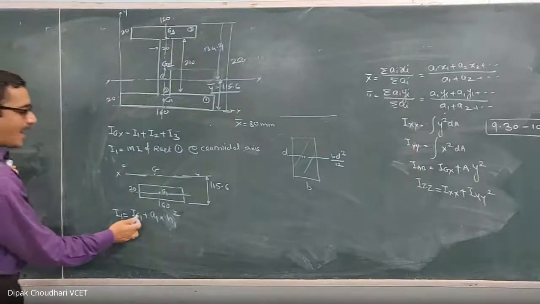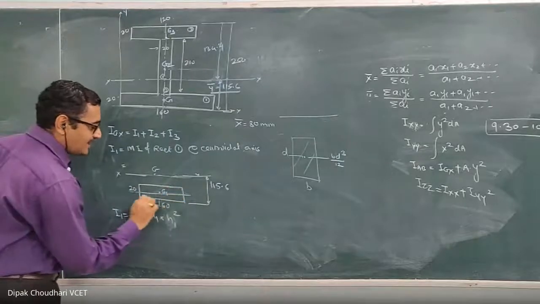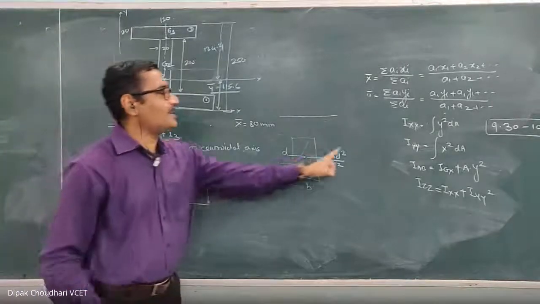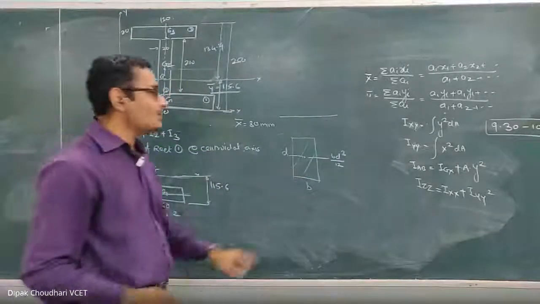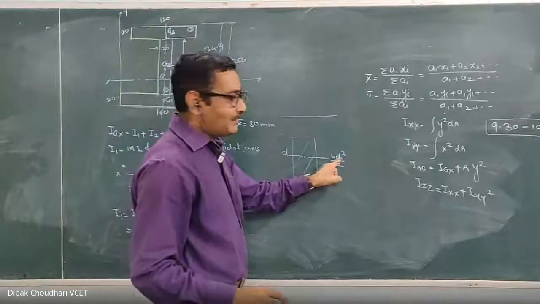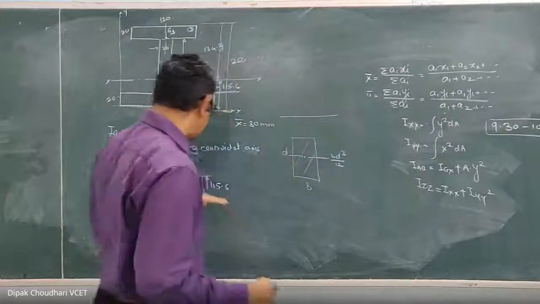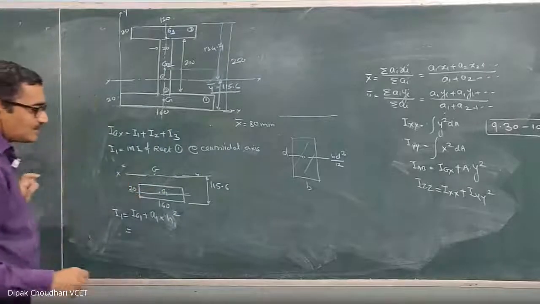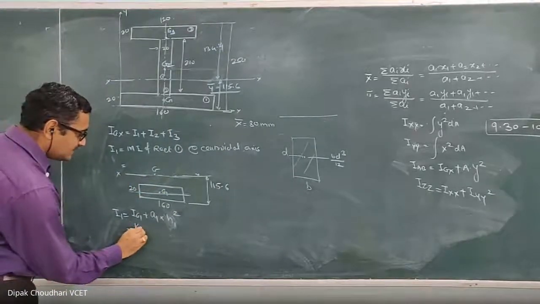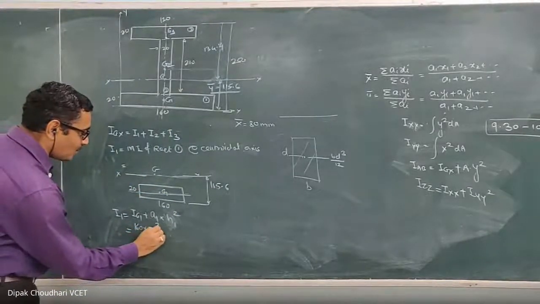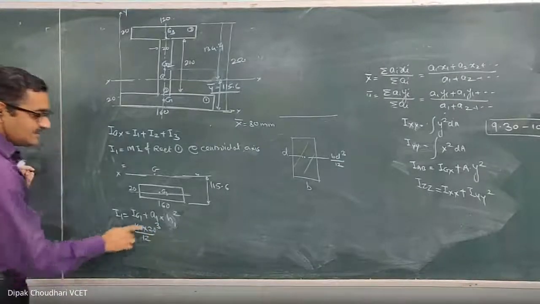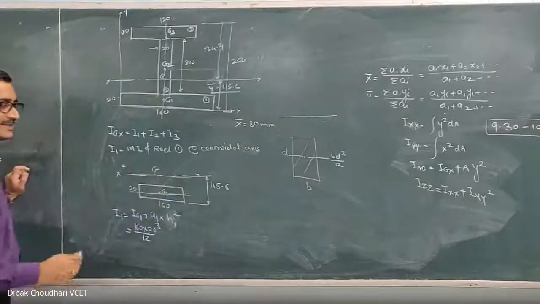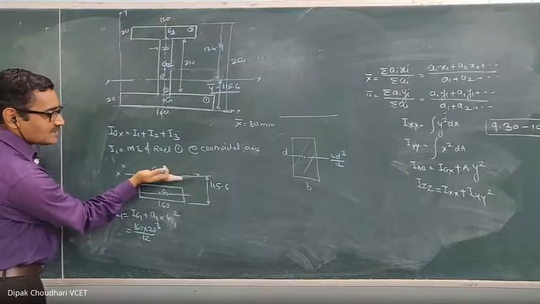Now IG1, what is the moment of inertia of this rectangle about its own centroidal axis? The formula is BD cubed by 12. I told you, take the cube of that side which is perpendicular to the reference axis. Our reference axis is horizontal, so cube of this 20. So it is 160 into 20 cubed upon 12. This is the moment of inertia about the centroidal axis. We have to calculate the moment of inertia about any other axis.